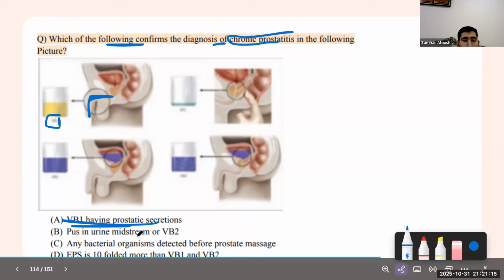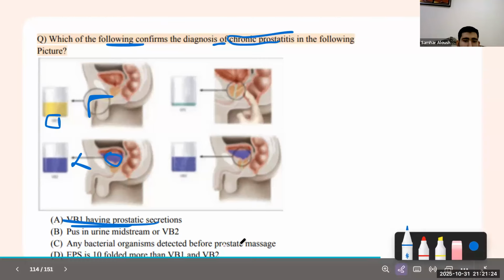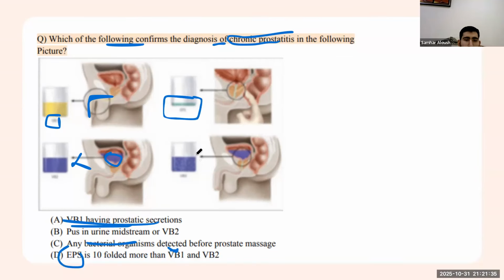Pus in the urine in midstream? No way, because this is bladder inflammation. Any bacterial organism detected before prostate massage? This is also not related. If we see D, EBS is higher than VB1 and VB2. EBS is the prostate secretion, okay? So VB3 has this one, and EBS. If EBS is very high, then we have high prostatic secretions. So this confirms chronic prostatitis. Is it clear?